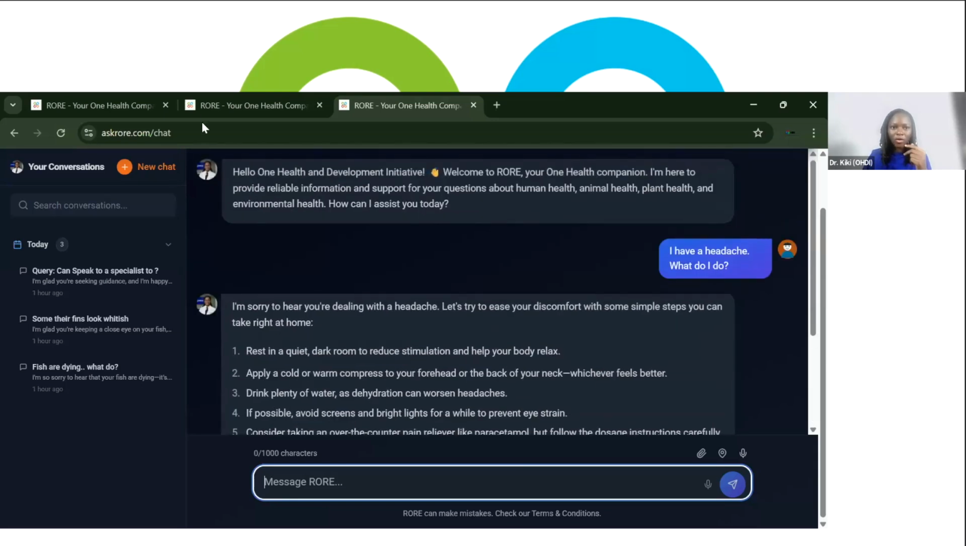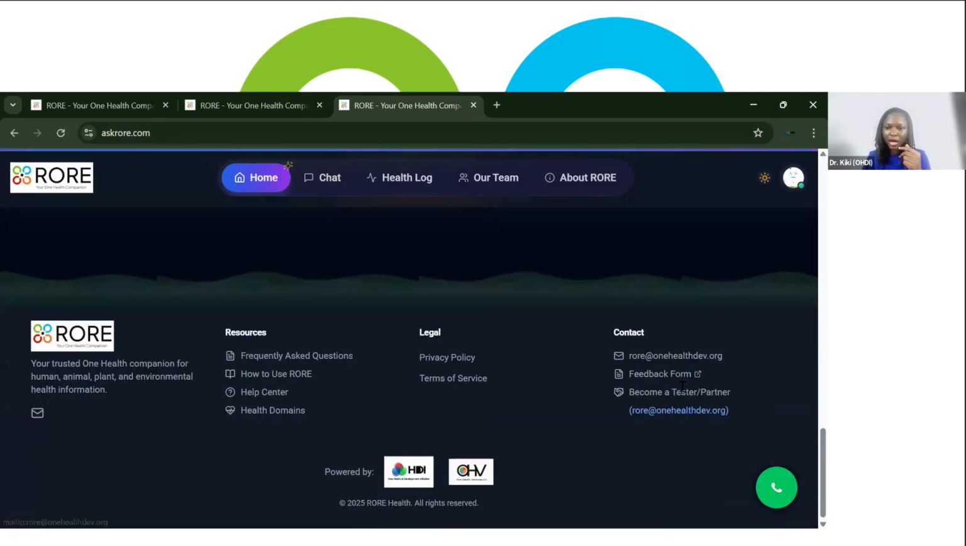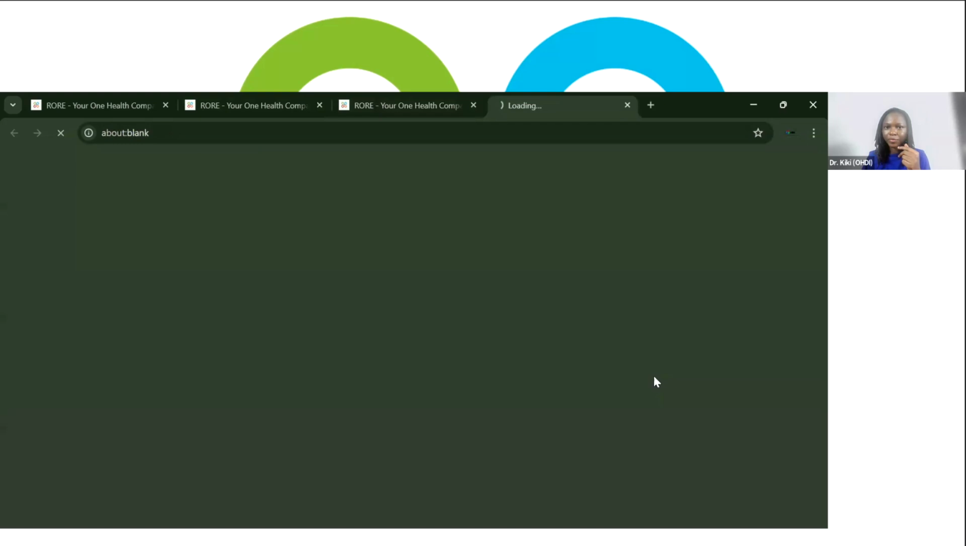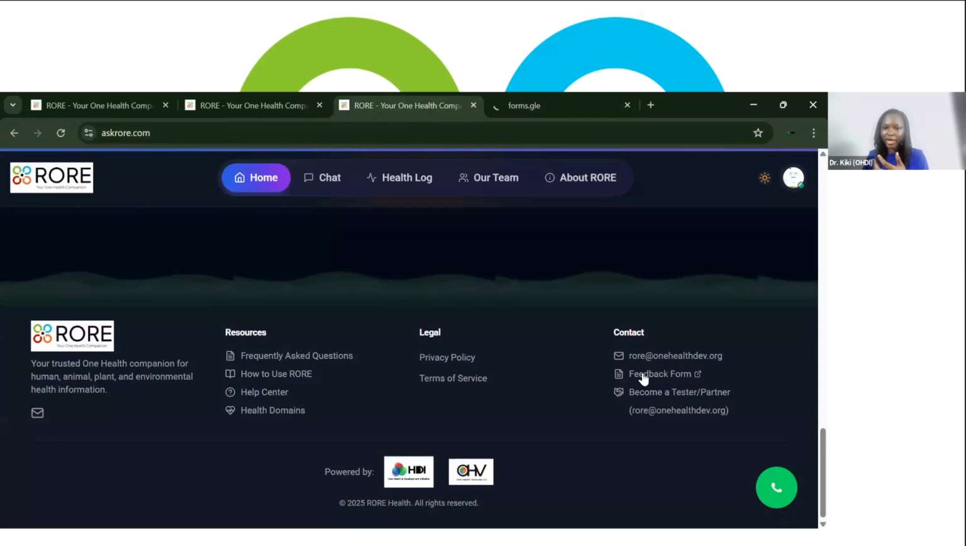Or you can go to the home page, and there's a feedback form here that you can use. This one is a much more detailed feedback form, apart from the one that just has the thumbs up or the thumbs down. So for those who are interested in sharing much more detailed feedback, please feel free to use it. It's not loading. Probably my internet, I don't know why. But this form here is a more detailed feedback form that you can use to share your feedback on how Rore is doing, or what you think can be improved, or what you think can be of help.